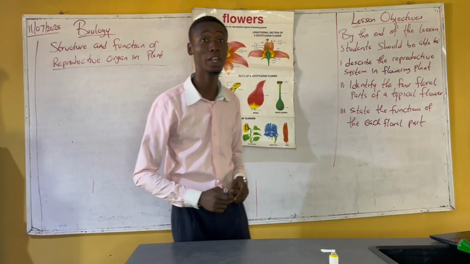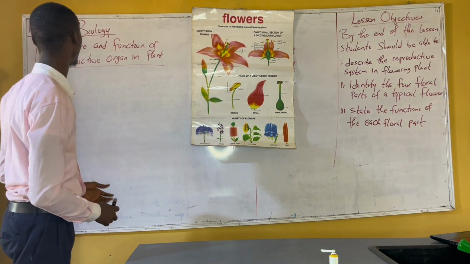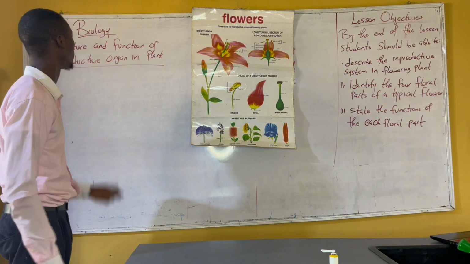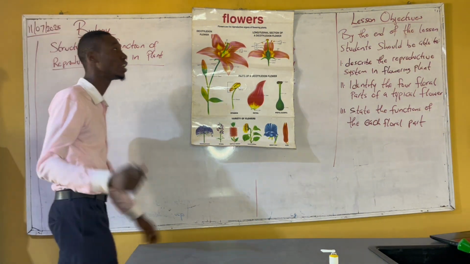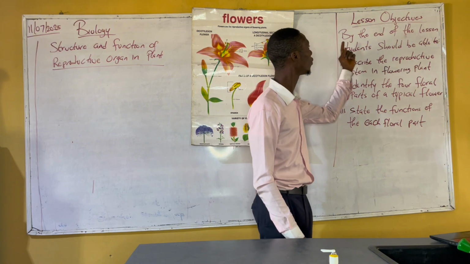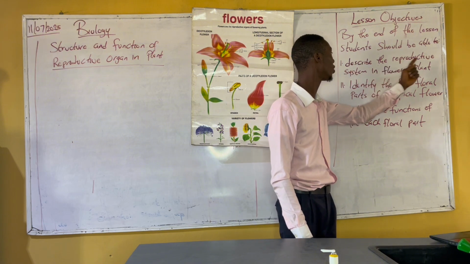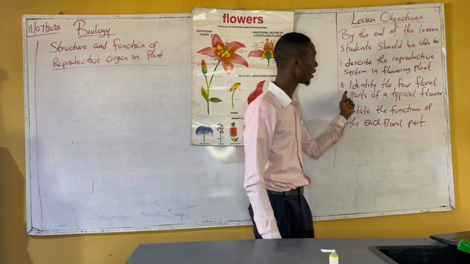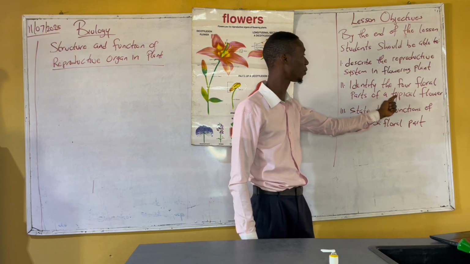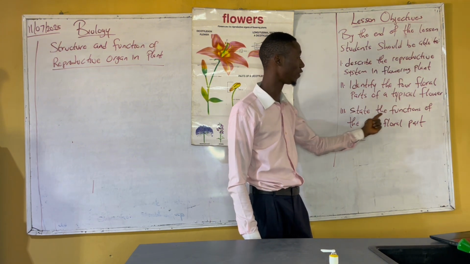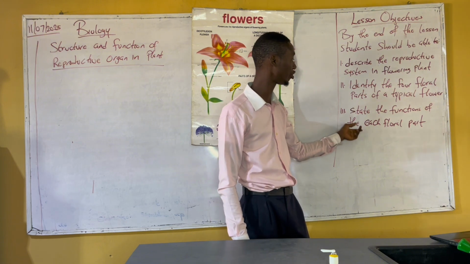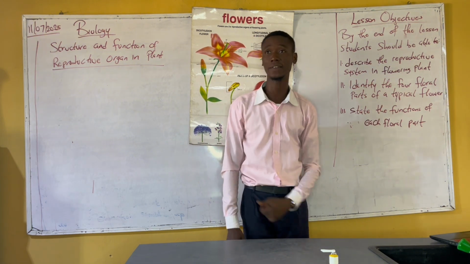My name is Mr. Williams, and today we're taking the topic structure and function of reproductive organs in plants. But before that, let us look at our lesson objective. By the end of the lesson, students should be able to describe the reproductive system in flowering plants, identify the four floral parts of a typical flower, and state the functions of each floral part.